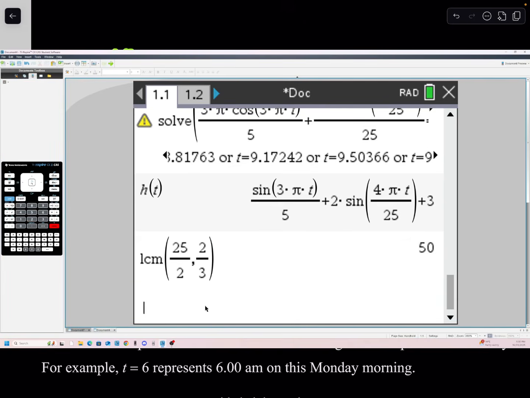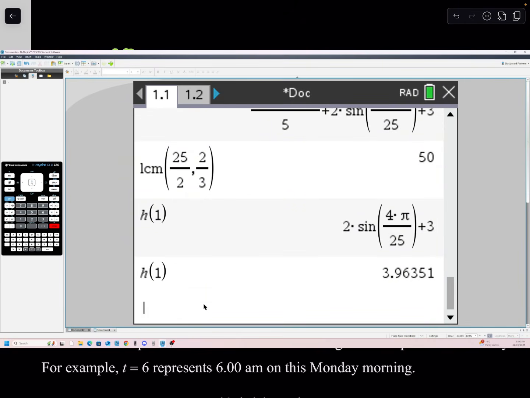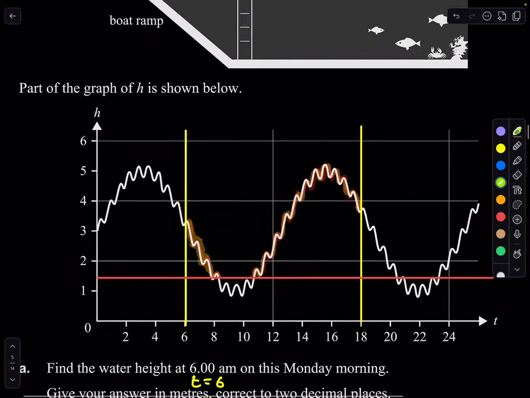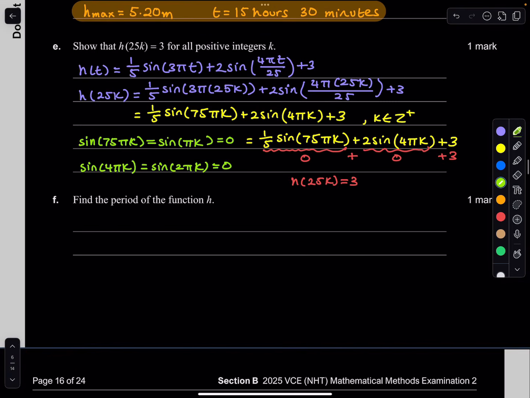Now we need to double check it. Let's check if it's the period. For example, if I subbed in h of 1, it's this value, 3.95. So imagine I plus 50. You know how the period's 50? If I plus 50 on that one, it'll be 51, yeah? So if I subbed in 51, it should still give me the same, 3.96. It does. Do you see how it fits the formula? That is your period. It's 50. So beautiful. So your period, in this case, is 50.